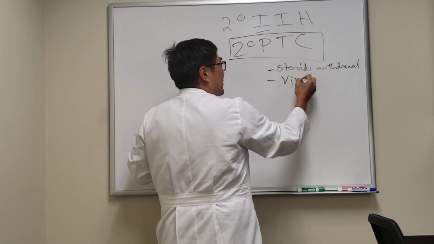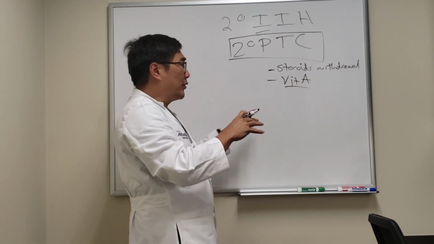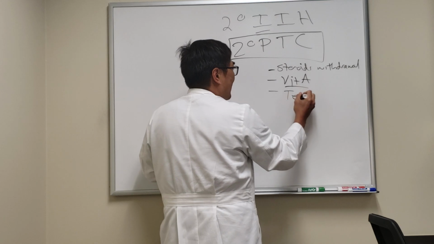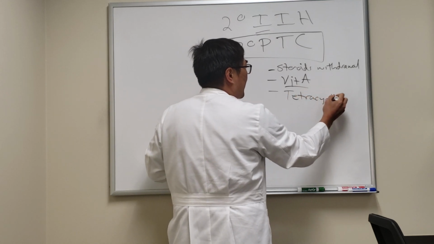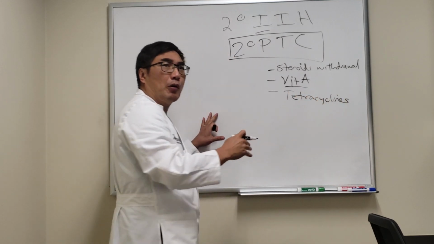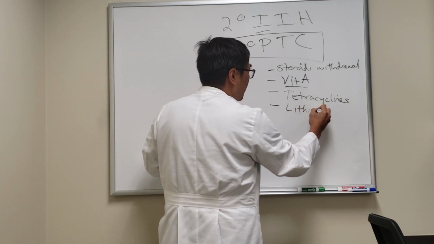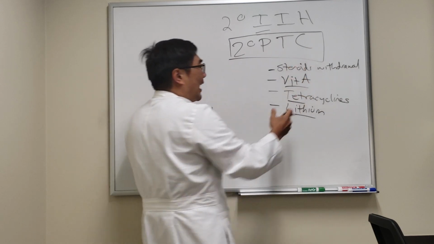Vitamin A analogs, including isotretinoic acid, which is Accutane. The tetracyclines and their derivatives, including doxycycline and most commonly minocycline. Lithium. These are the top ones.